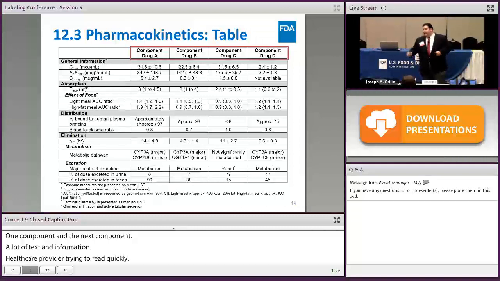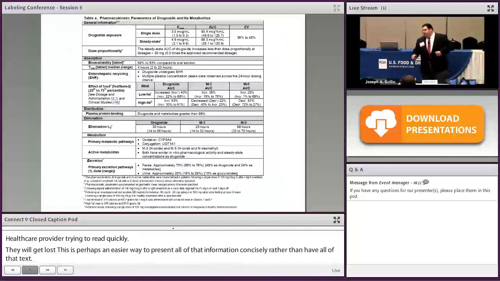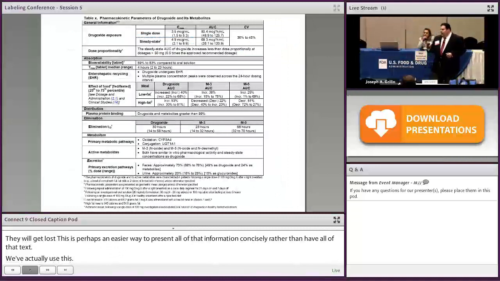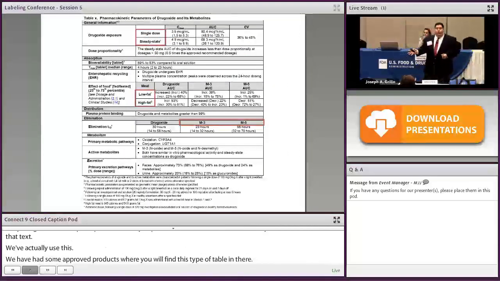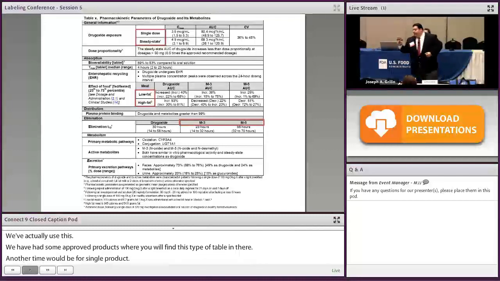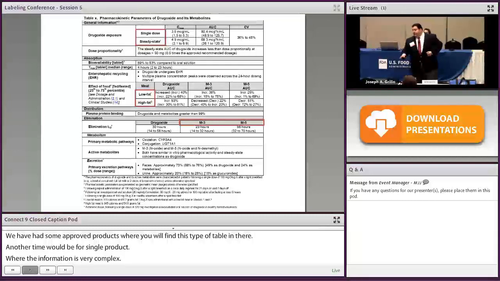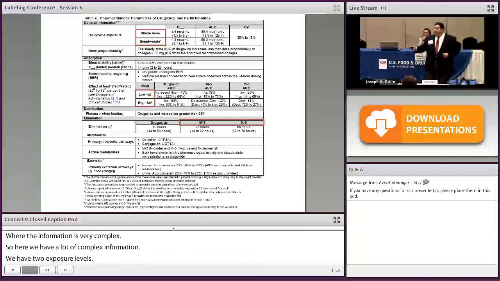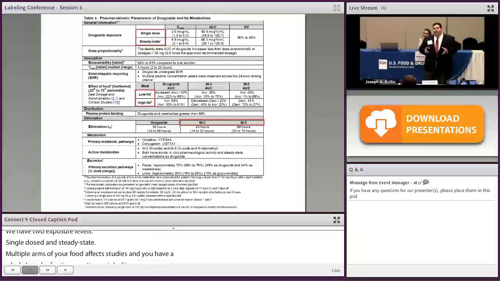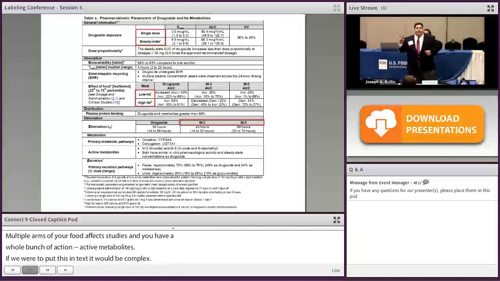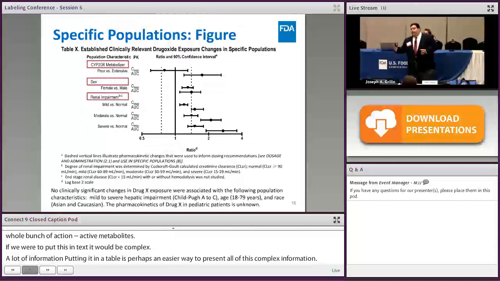So that's one. And we've actually used this. We've had some approved products where you'll find this type of table in there. Another time would be for a single product where the information is very complex. So here we have a lot of complex information. We have 2 exposure levels. We have single dose and steady state. We have multiple arms of your food effects study, and we have a whole bunch of active metabolites that we have to worry about. So if we were to put this in text, it would be very complex, a lot of information. So putting it in a table is perhaps an easier way to present all of this complex information. It's easier for a healthcare provider to navigate to the information they're particularly looking for and include that information.